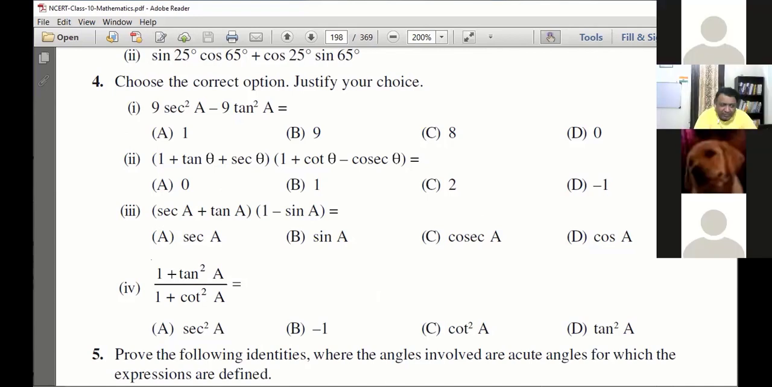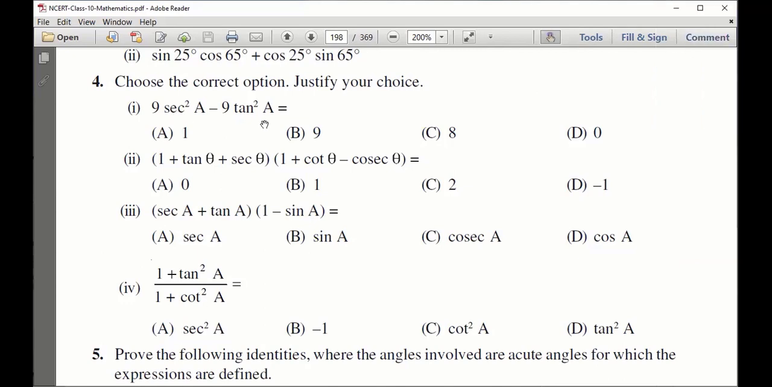Nikhil, are you there? Yes, sir. Nikhil, how will you do this? Question 4, part 1. We'll take 9 common. What is remaining inside? Sec square minus tan square. Then sec square minus tan square is equal to 1, because there is an identity. So the answer would be? 1 into 9, 9. Got it. Very easy, everybody.